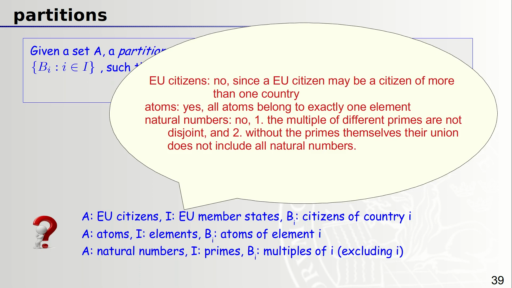The natural numbers, however, are not. First of all, the sets of multiples of different primes are not disjoint. And without the primes themselves being in them, their union does not actually include all natural numbers.